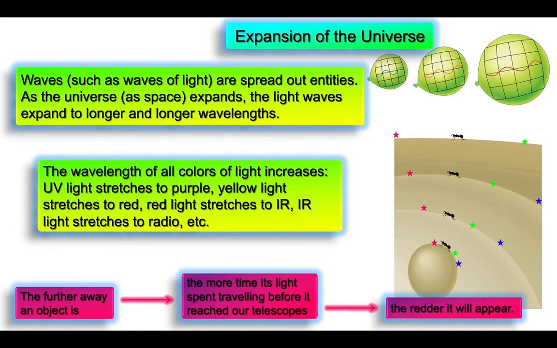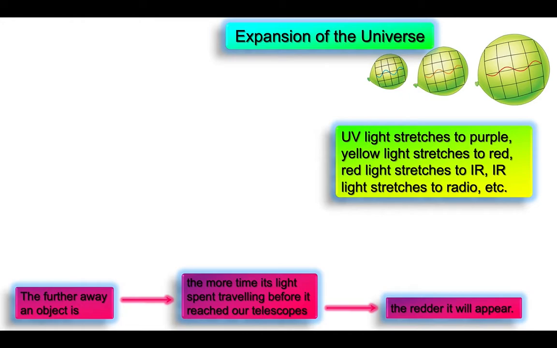So UV light, which is short wavelength, will stretch into purple light. Yellow light is going to stretch into red light. Red light could stretch into infrared light. Infrared light could stretch into radio waves. So every wavelength of light is going to be stretched to longer and longer wavelengths as the light is traveling through the universe. So in other words, long wavelength is red, redder and redder.